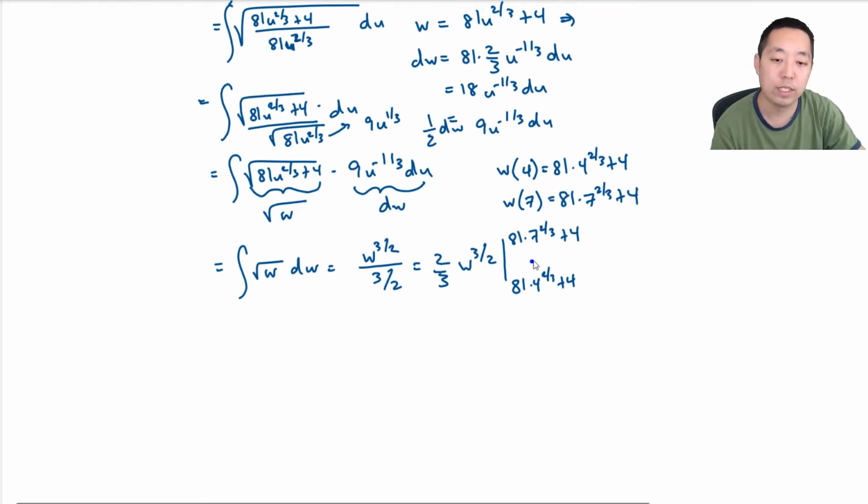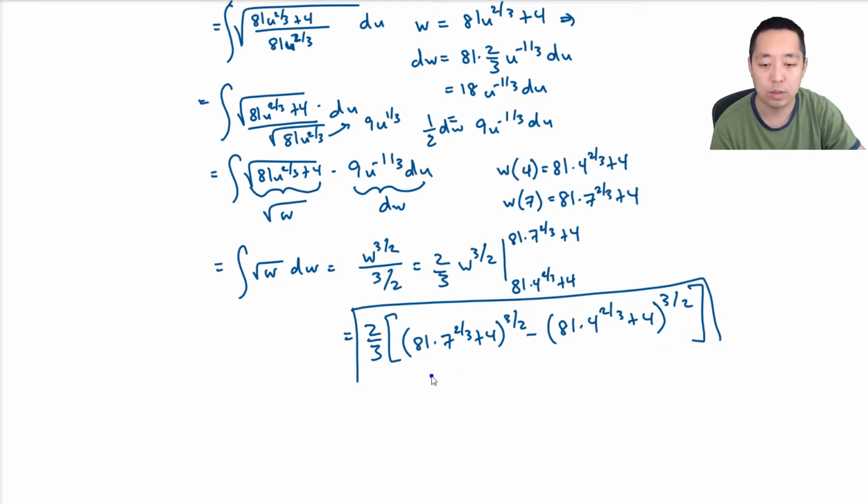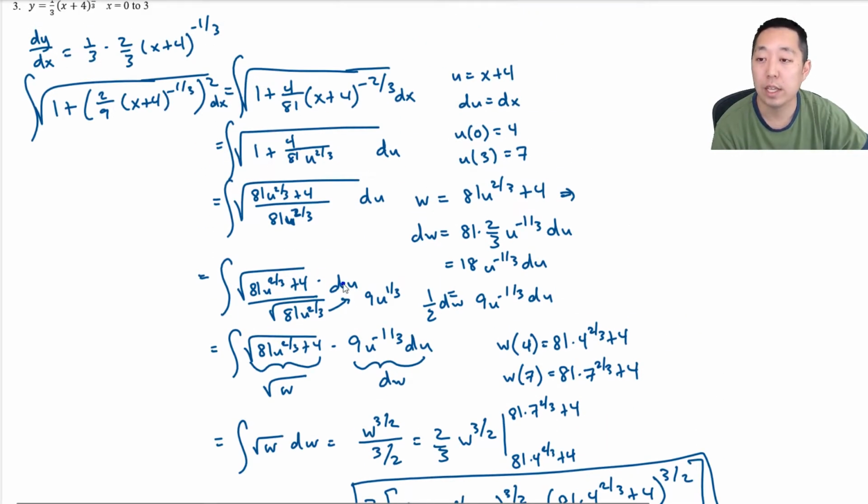And whatever, it is going to be a super terrible number. This is 2/3 times (81 times 7 to the 2/3 plus 4) to the 3/2 minus (81 times 4 to the 2/3 plus 4) to the 3/2. And there's not really a whole lot you could do to simplify. That's kind of a messy answer. You've got to use your calculator at some point to do that, but that's how you could have analytically done that integral.